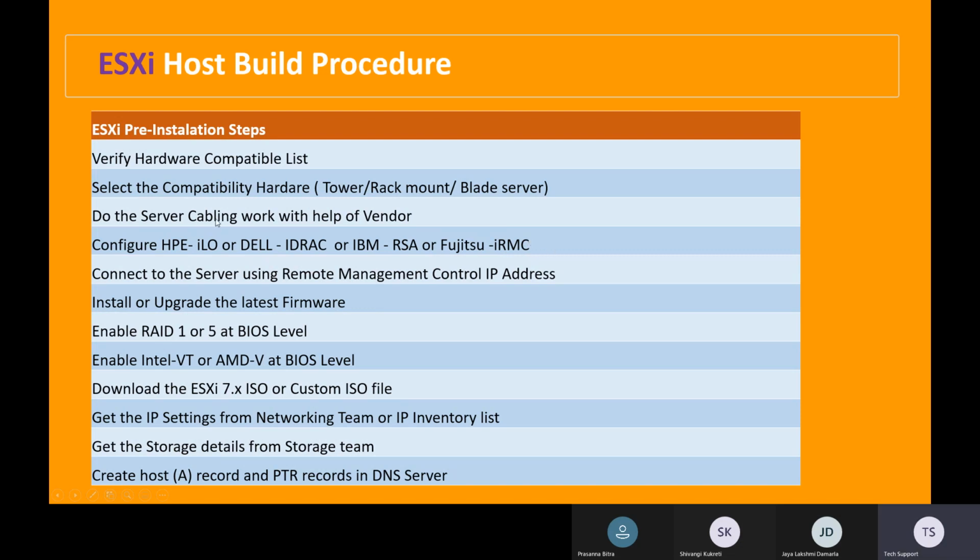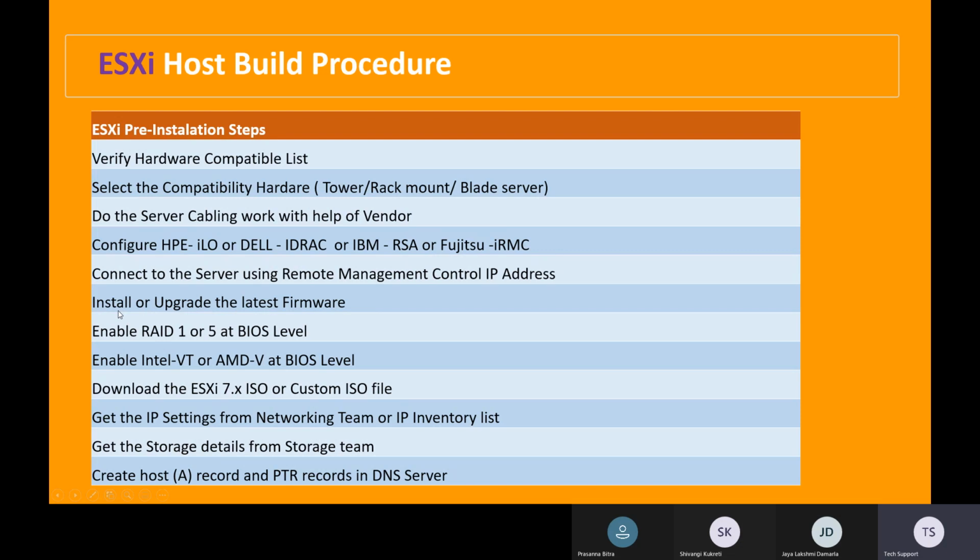Based on your server name, you can choose your remote control tool, and configure that iLO or iDRAC based on the server. Once you configure the iLO, move to the next step: connect to the server using the remote management control IP. These are all examples of remote management control. Suppose my server is HPE, you can just connect to the HP iLO IP address. Once you are connected to the iLO IP address, the procedure is to install or upgrade the latest firmware.